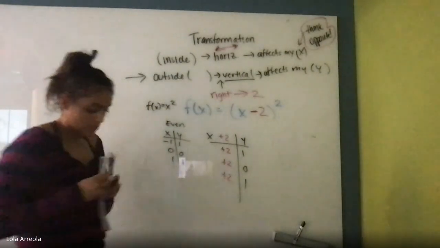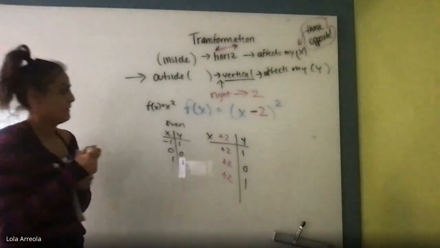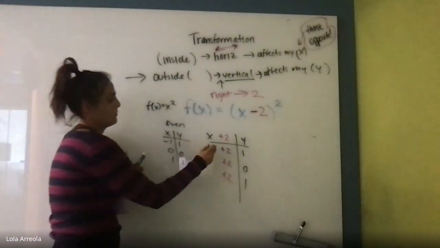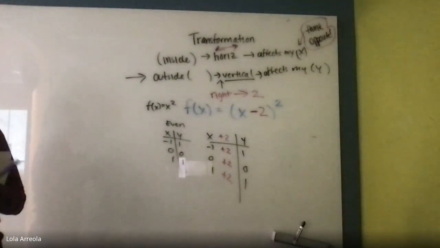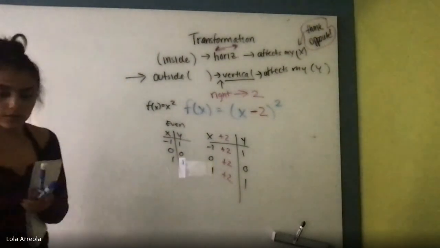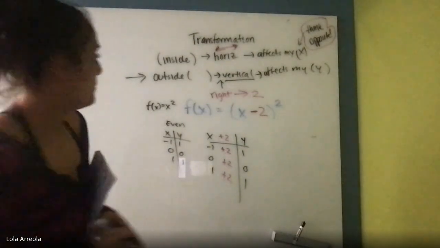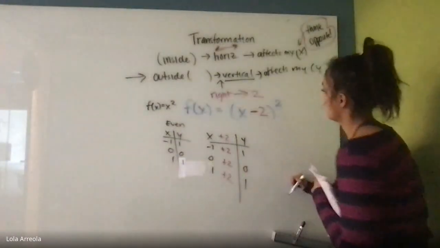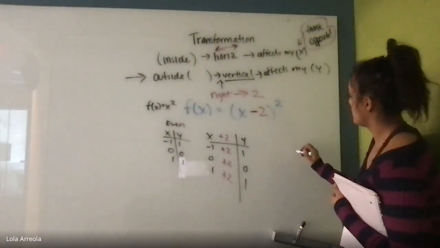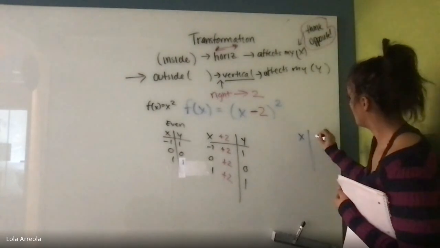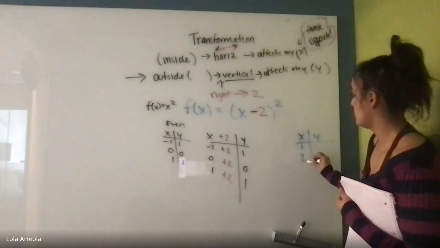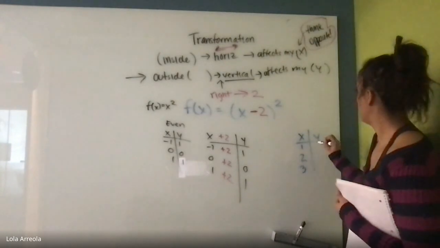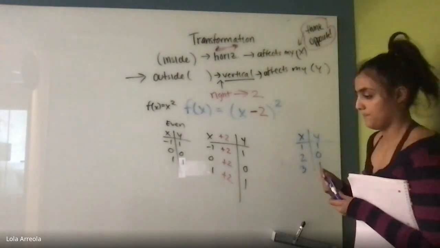Again, what were my initial x values? -1, 0, and 1. Now, after doing the math, what is the result? -1 plus 2 is 1. 0 plus 2 is 2. 1 plus 2 is 3. And I still have 1, 0, 1.